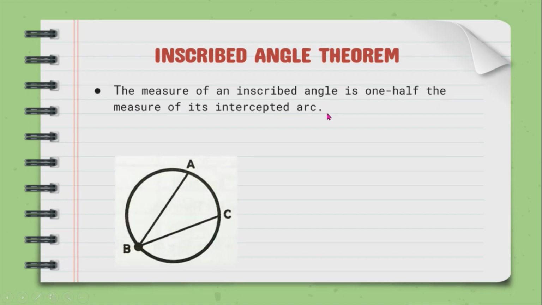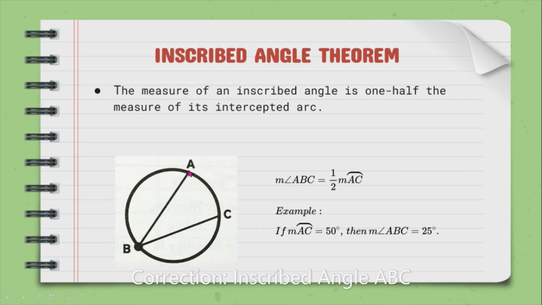So given this angle, the measure of this angle ABC is just 1/2 of this intercepted arc AC. So for example, if this intercepted arc AC here is 50 degrees, then the angle ABC here measures 25 degrees.